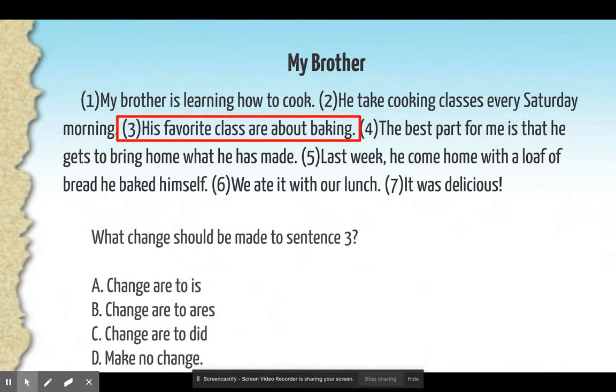So, looking at sentence number 3, what change should we make? Should we change are to is? Change are to ours? Change are to did, or make no change? We should have picked A, change are to is. His favorite class is about baking.